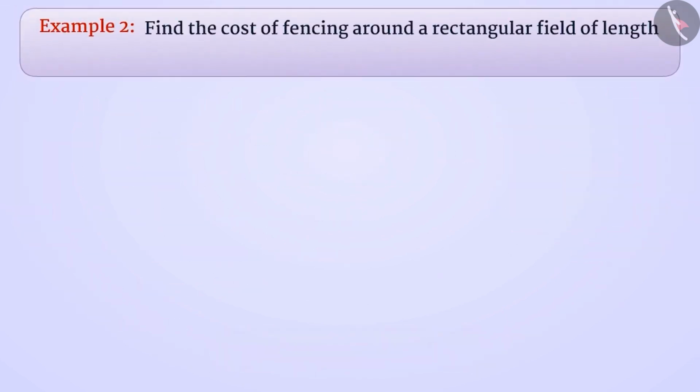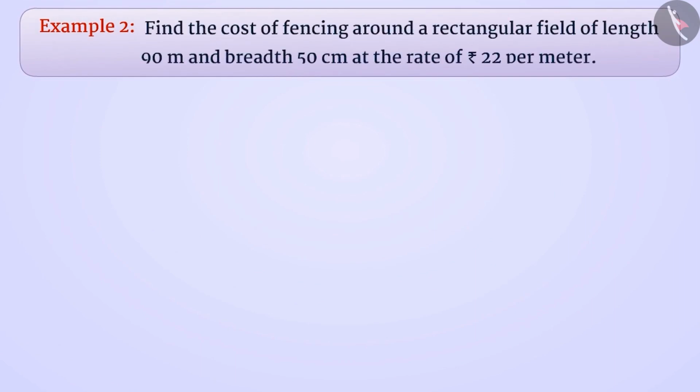Find the cost of fencing around a rectangular field of length 90 meters and breadth 50 centimeters at the rate of rupees 22 per meter.